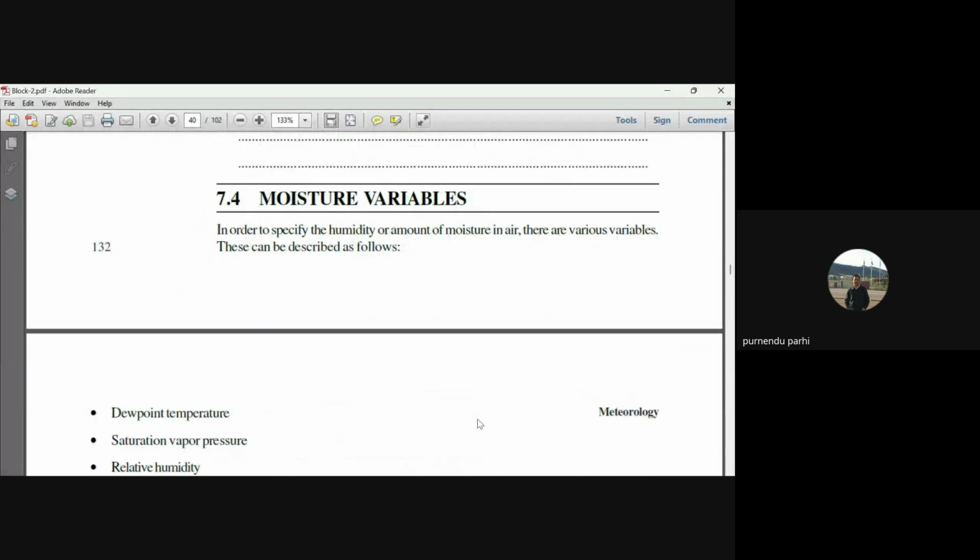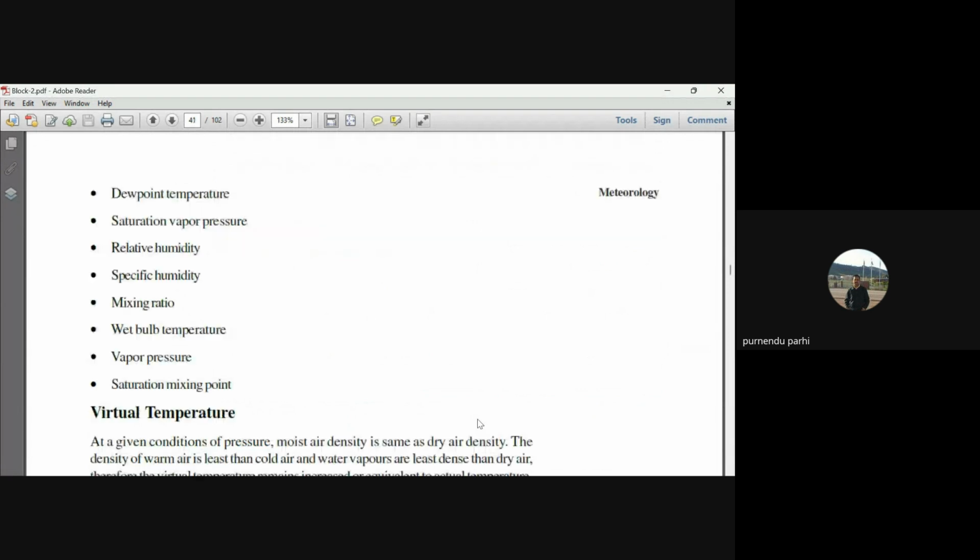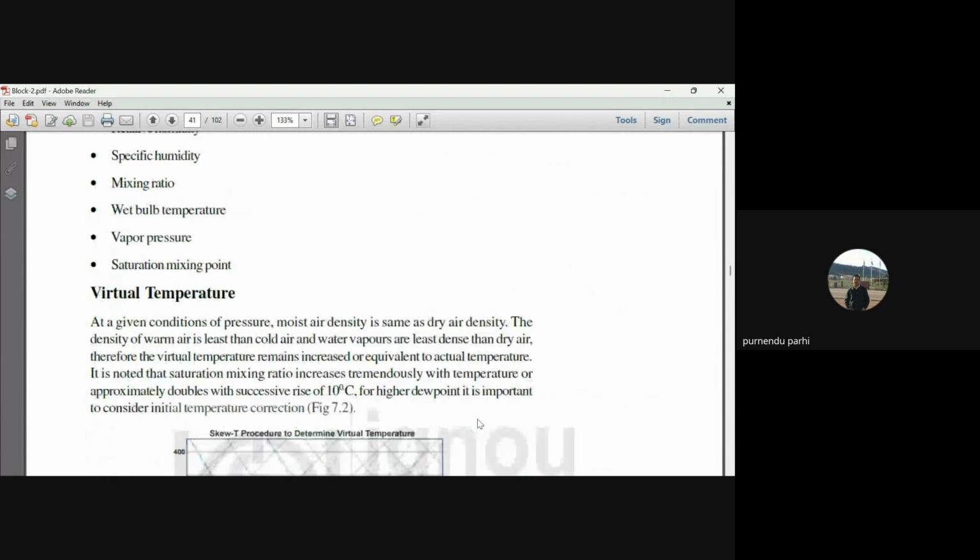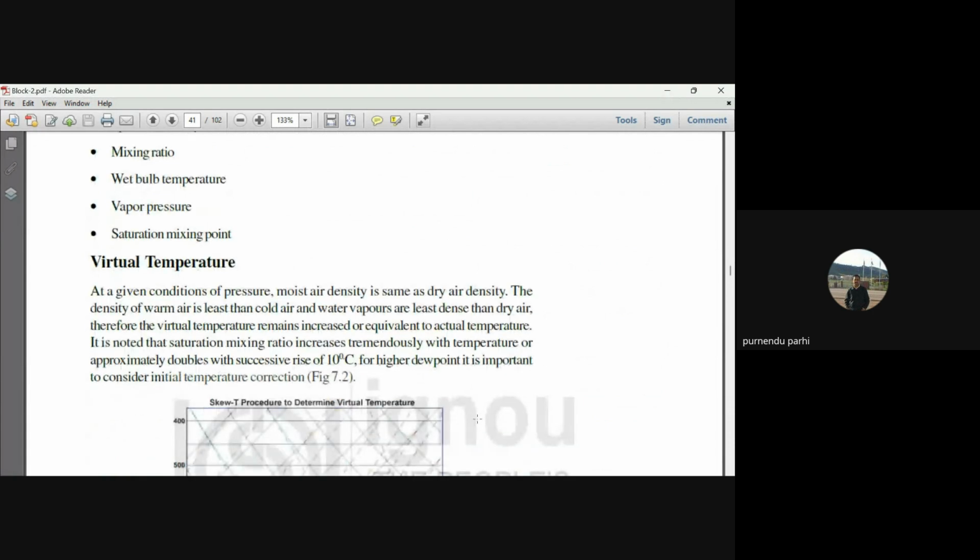In order to specify the humidity or amount of moisture in air, there are various variables. These are dew point temperature, saturation vapor pressure, relative humidity, specific humidity, mixing ratio, wet bulb temperature, vapor pressure, saturation mixing ratio, and virtual temperature.